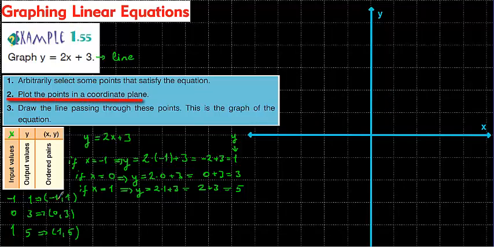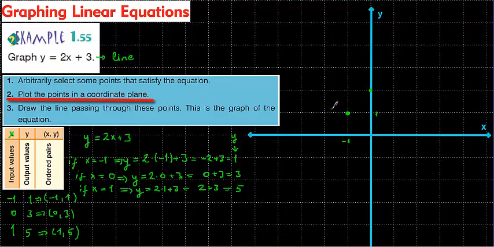And which points are here? -1 and 1. This is the first point. And the second point is (0, 3): x is equal to 0, y is equal to 3. This is the second point.